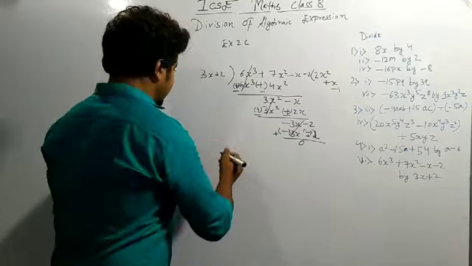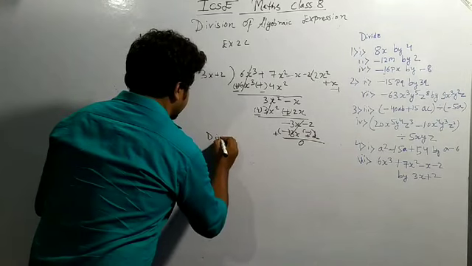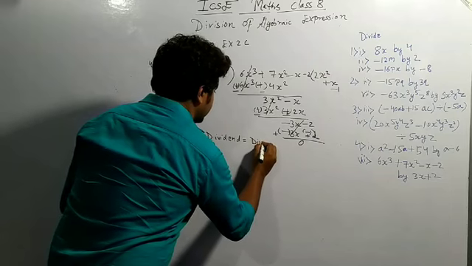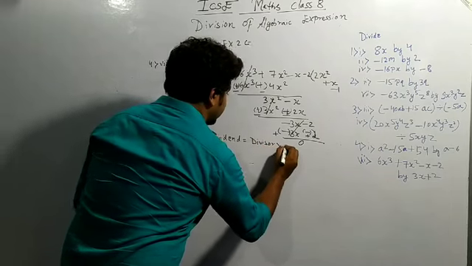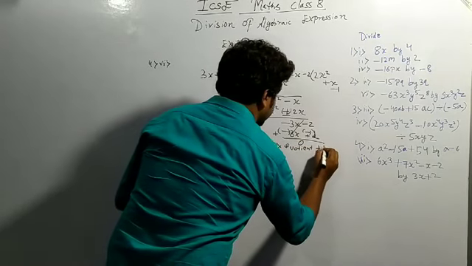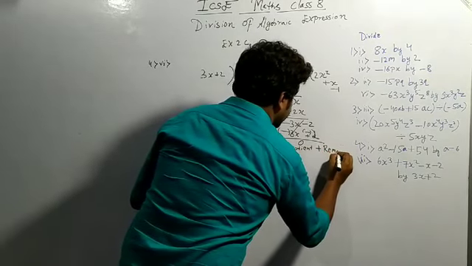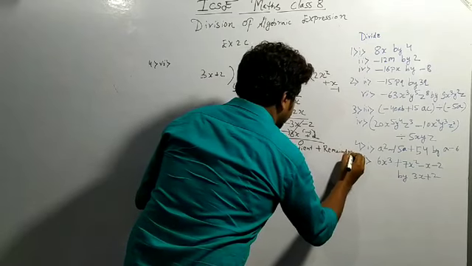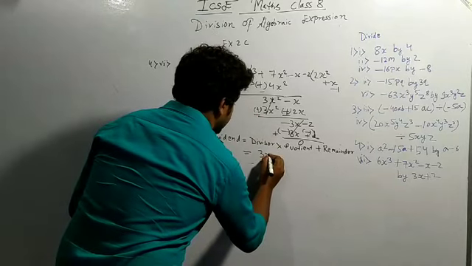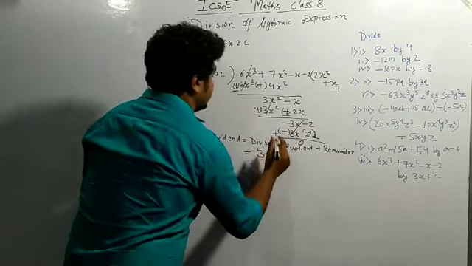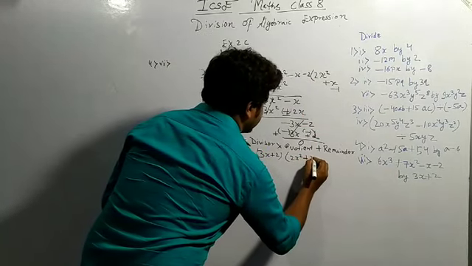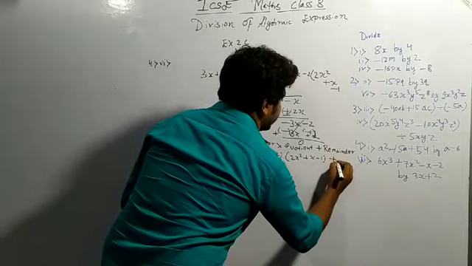So we'll be checking: dividend is equal to divisor into quotient plus remainder. The divisor is given to us as 3x plus 2, and the quotient is coming 2x square plus x minus 1. The remainder is 0.